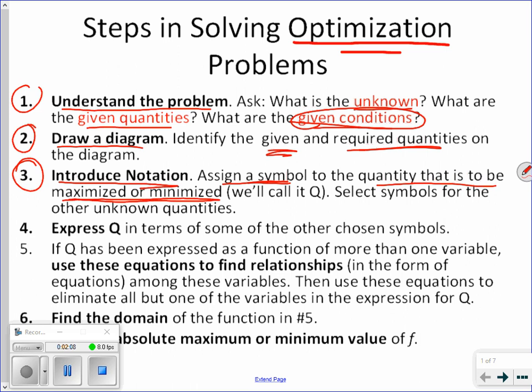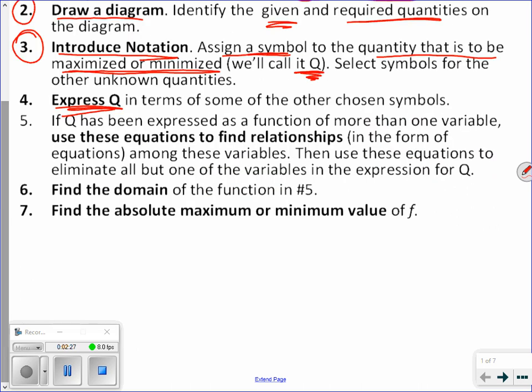But whatever quantity we're trying to maximize or minimize, we're going to call it Q just for notation purposes. And we're going to select symbols for other unknown quantities. Once we figure out Q, we're going to express Q in terms of some of the other chosen symbols or variables. Again, we're just creating an equation like with related rates. If Q has been expressed as a function of more than one variable, we're going to use these equations to find relationships in the form of an equation among these variables. Then use these equations to eliminate all but one of the variables in the expression for Q.